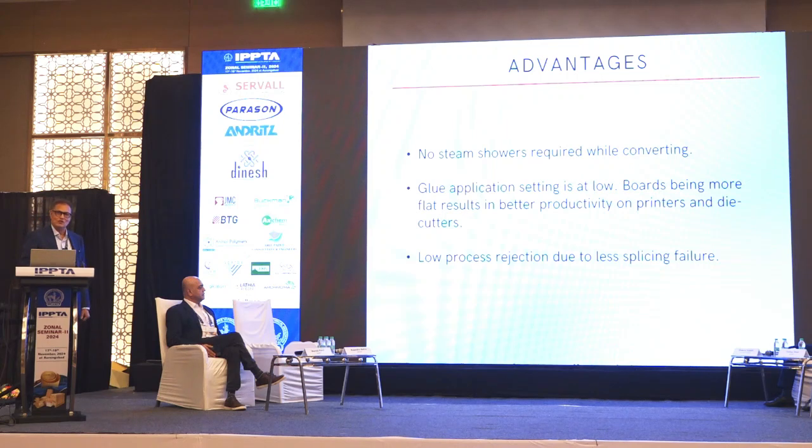Low process rejection due to less splicing failure. Because of the tension of the paper, no need to adjust. It runs so smooth, there is no adjustment of tension. So definitely there are no splicing failures. Whereas with the less COP and with our Indian paper, many times we need to adjust the tension due to not very good winding or different moisture profile. During that time, we have some splicing failure, so that results in loss of production.